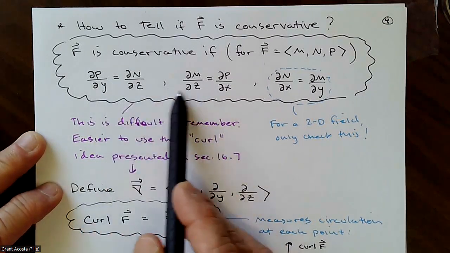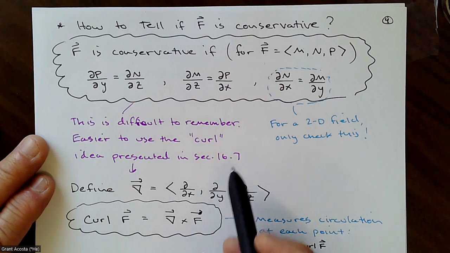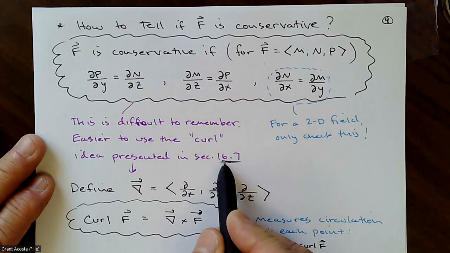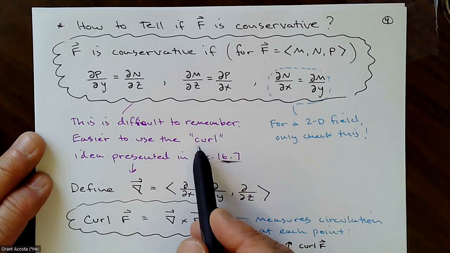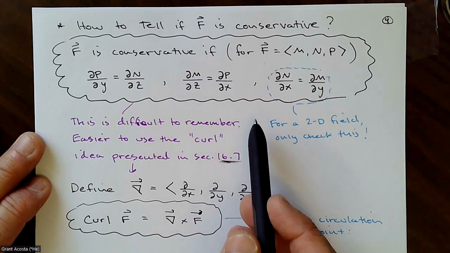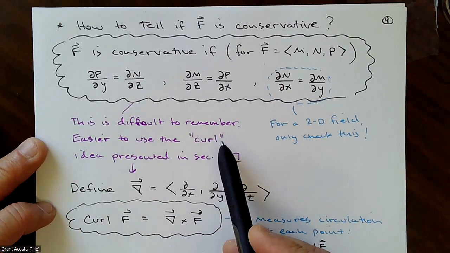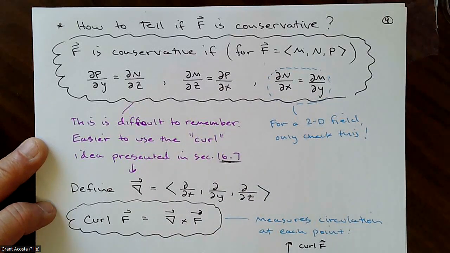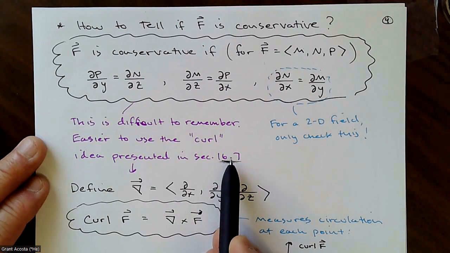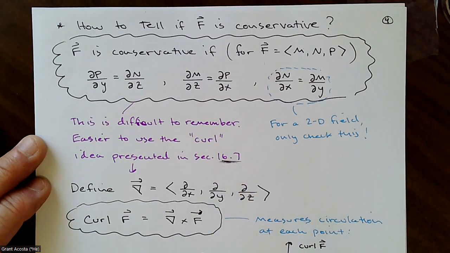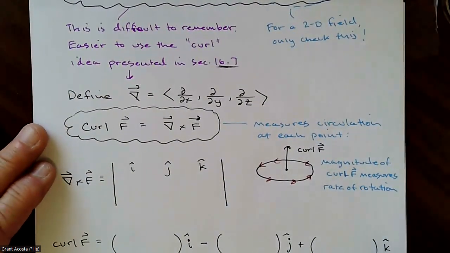And to me, this is a lot. I have a hard time remembering all of these right here. Even though this comes up later on in section 16.7, once you learn this idea, you can use the idea of a curl to tell if a vector field is conservative. So even though it's coming later on, I'm still going to introduce it, and a lot of times professors will anyhow, even before we get to section 16.7. So here's the idea of the curl. It's a property of a vector field.